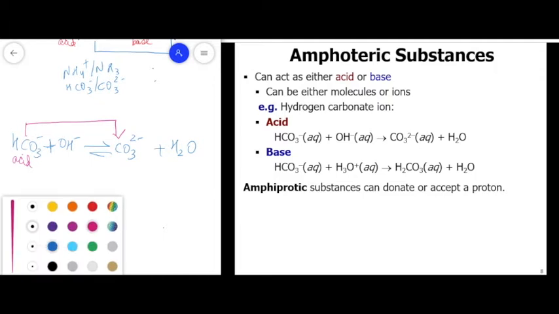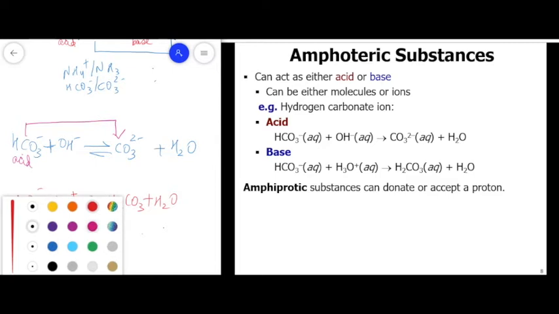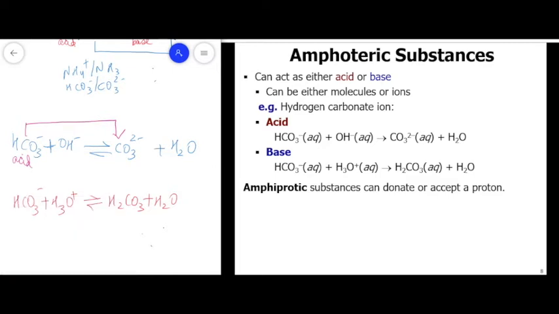Now let's look at the other example. What's happening here is HCO3 minus is reacting with H3O plus to produce H2CO3 and water. Let's start from here. HCO3 minus is changing, there are only two products, right? So HCO3 minus is producing H2CO3. You can see that it has actually accepted a proton from this, and therefore, if this has accepted a proton, that makes this particular compound a base in this reaction, right?